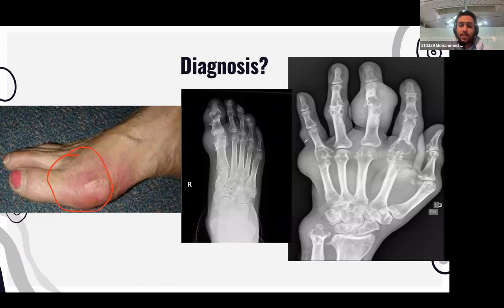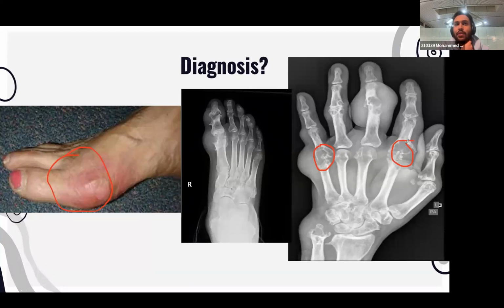Now, in these images, know the one of the hand very well. It's basically deposition of monosodium urate crystals that's causing these changes in the joints. But you can see it's very damaged, right? Very, very damaged. An important risk factor for this is hyperuricemia.